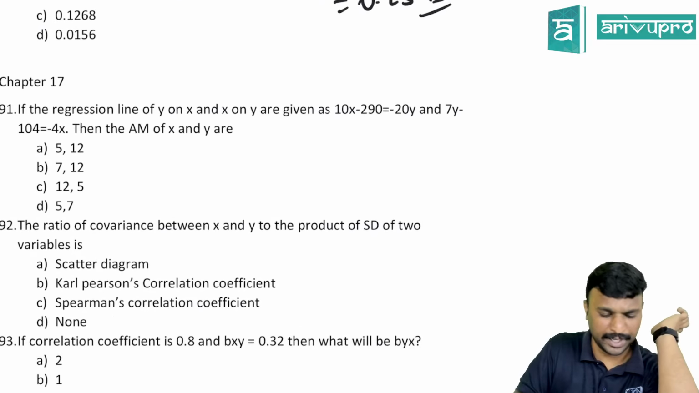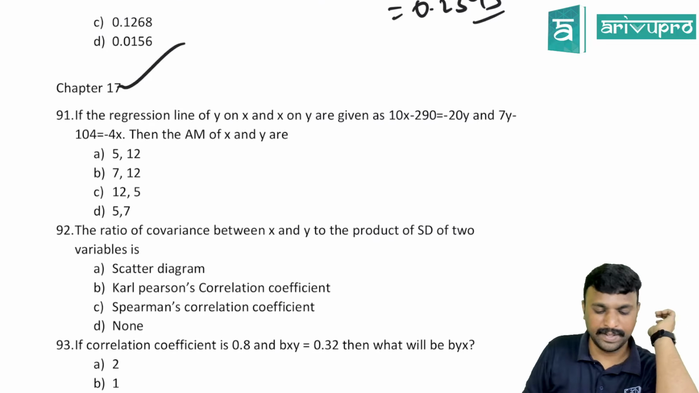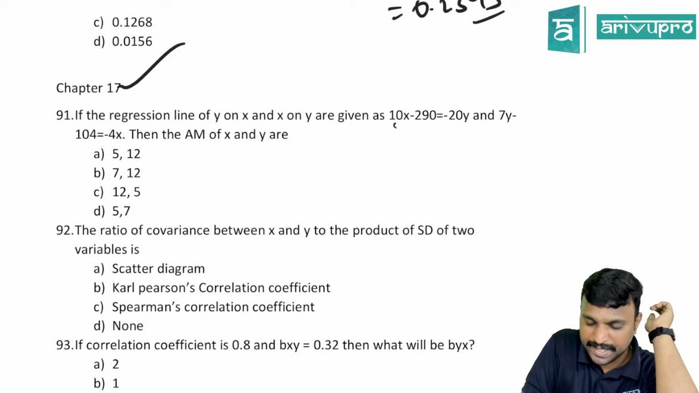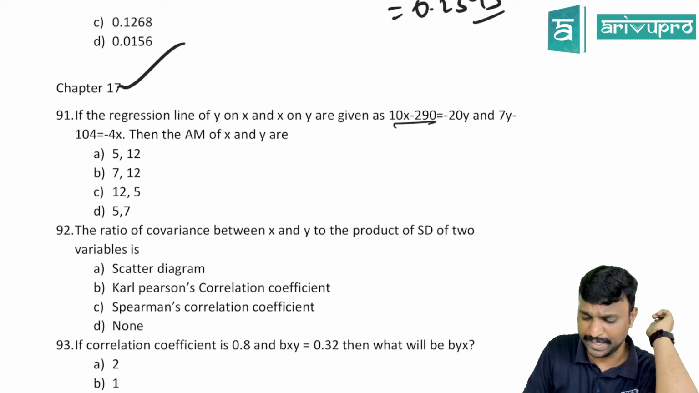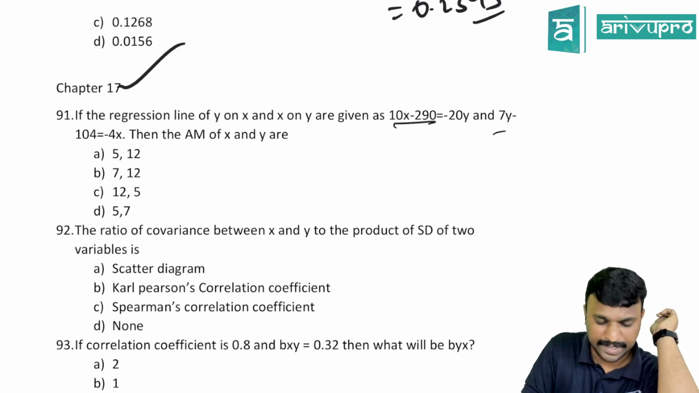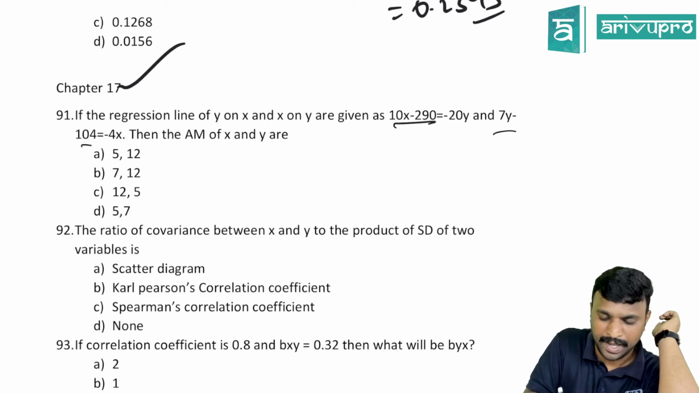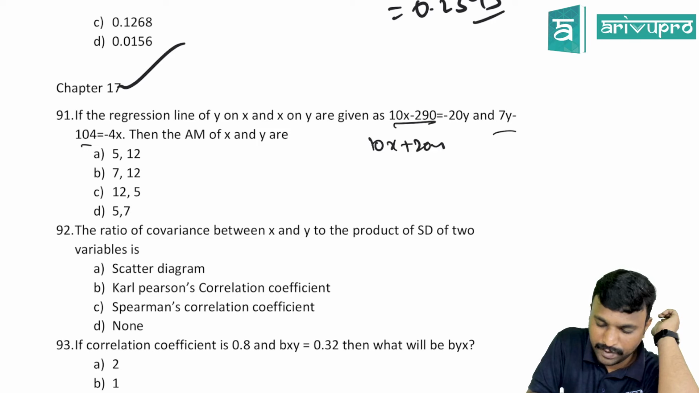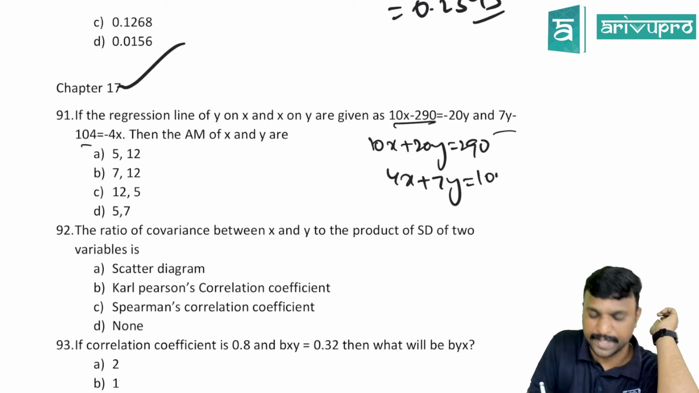Guys, let's move on to the next question, number 17. If the regression lines of y on x and x on y are given as 10x minus 290 is equal to minus 20y, and 7y minus 104 is equal to minus 4x. Let's try to write this in the proper way. 10x plus 20y is equal to 290 is the first equation. 4x plus 7y is equal to 104 is the second equation.